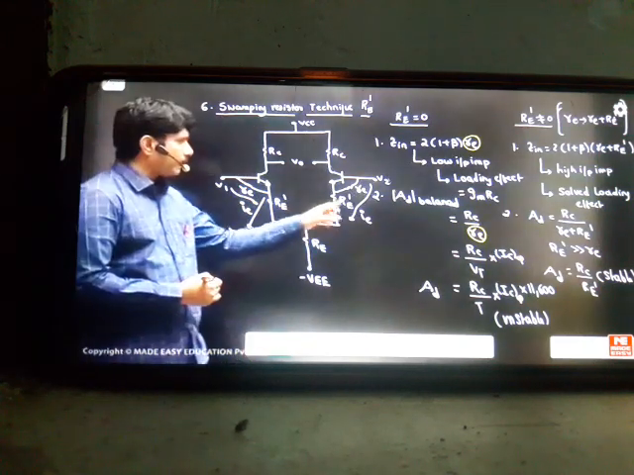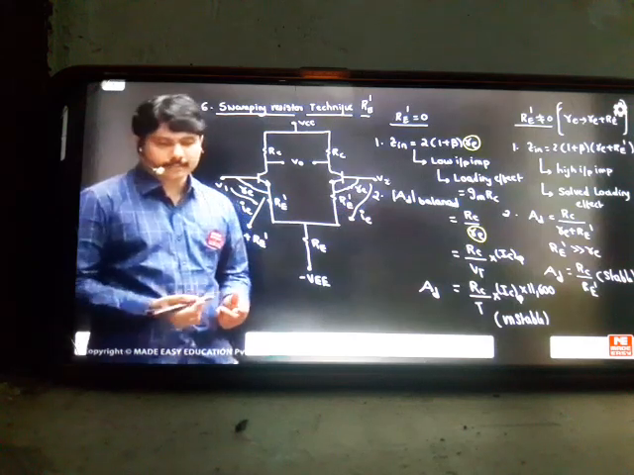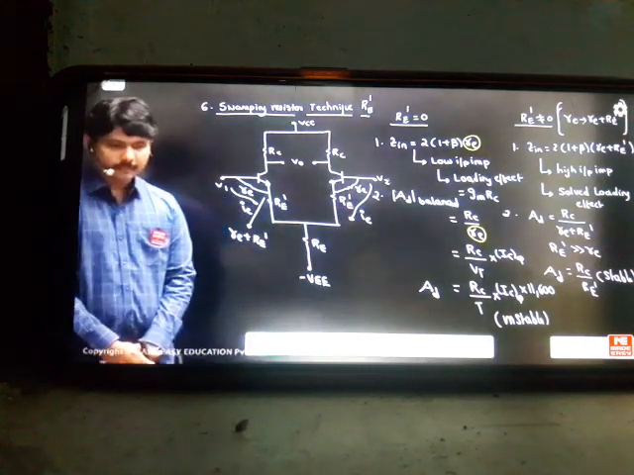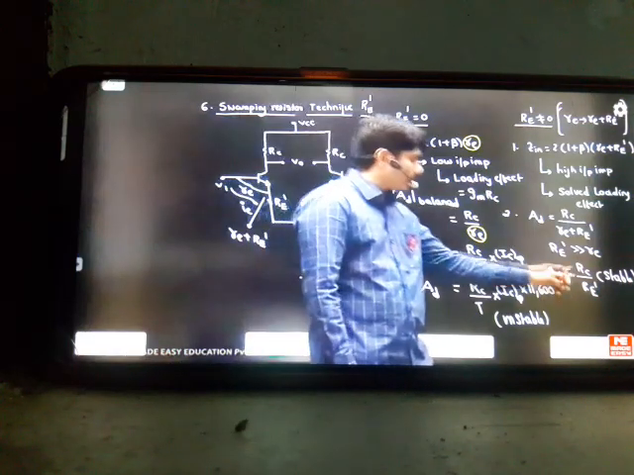Because we are talking here about RE dash and RE, they are in series. I want to tell you RE plus RE dash. Why is the gain stable in the second case? So, Pandit, what happened here? You can see RC by RE plus RE dash.